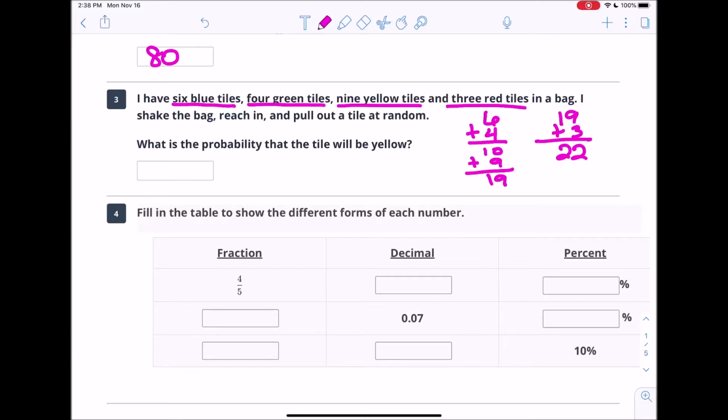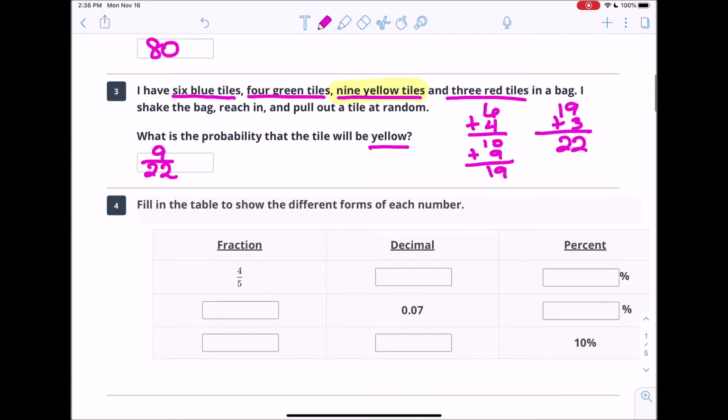And how many of those will be yellow is what the question is asking. So there are 9 yellow out of 22 total tiles, so that means our answer is going to be 9 out of 22. Okay, 9 yellow out of 22 total tiles.